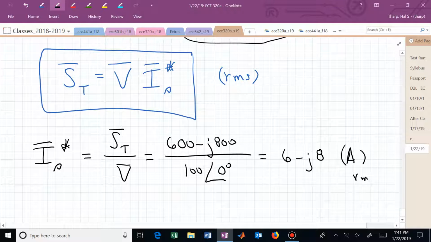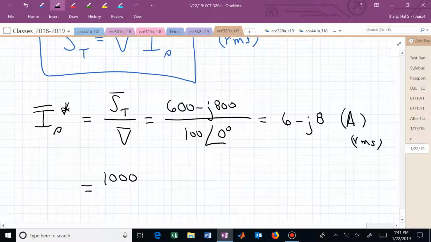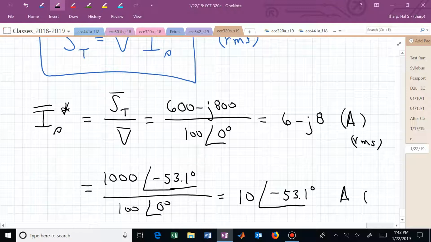amps RMS. Or we could have converted that rectangular form into a polar form, which is 1000, and the angle now is negative, so it's minus 53.1 degrees, divided by 100 at 0 degrees. This is now 10 at an angle of minus 53.1 degrees amps RMS.